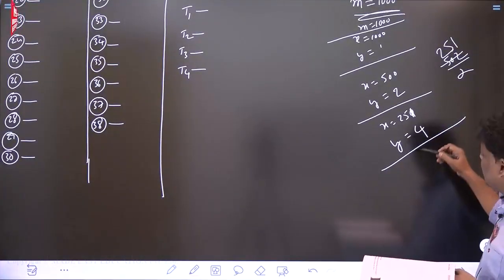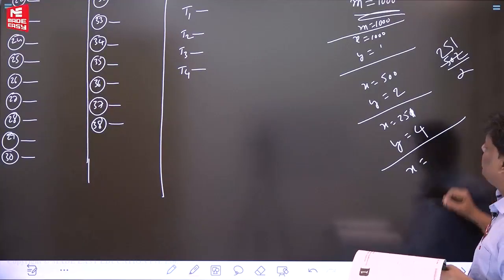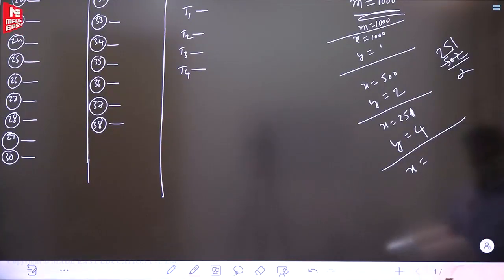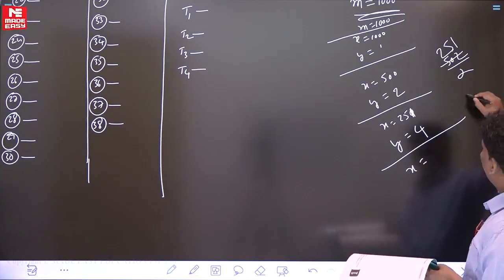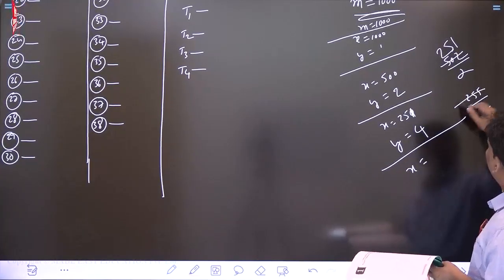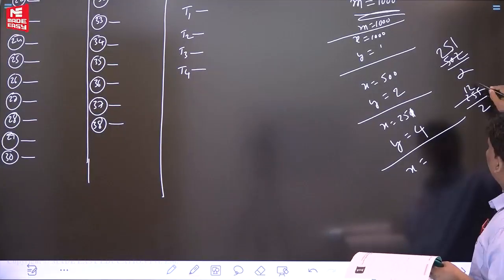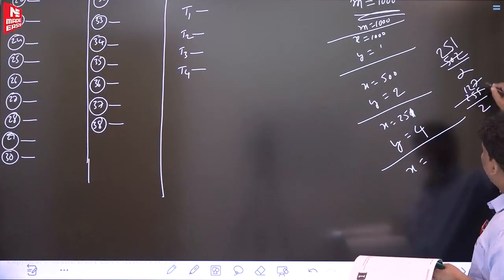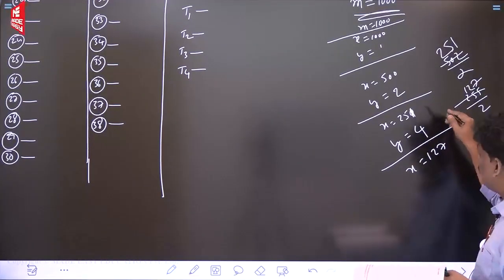Next one, can you help me, what is the next round? X is equal to x plus y by 2, right? 251 plus 4, 255 by 2, what is the answer? 2 12s are 24, 1 there, 2 7s are 14, right? Approximately 127, every time half going on.